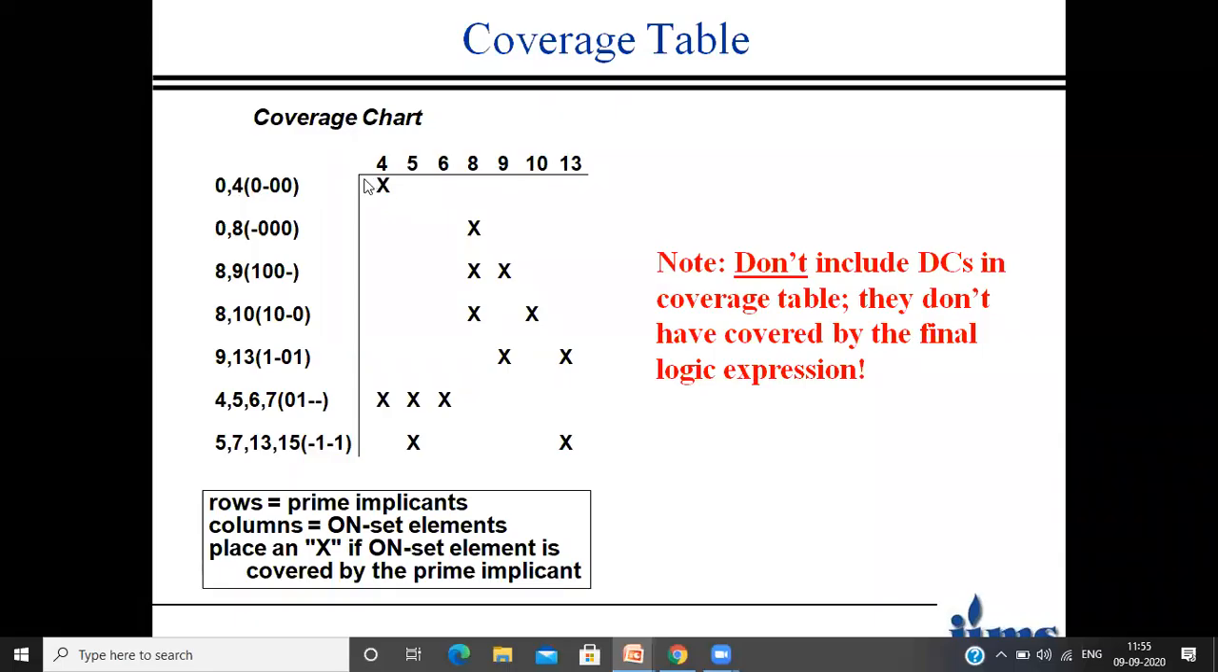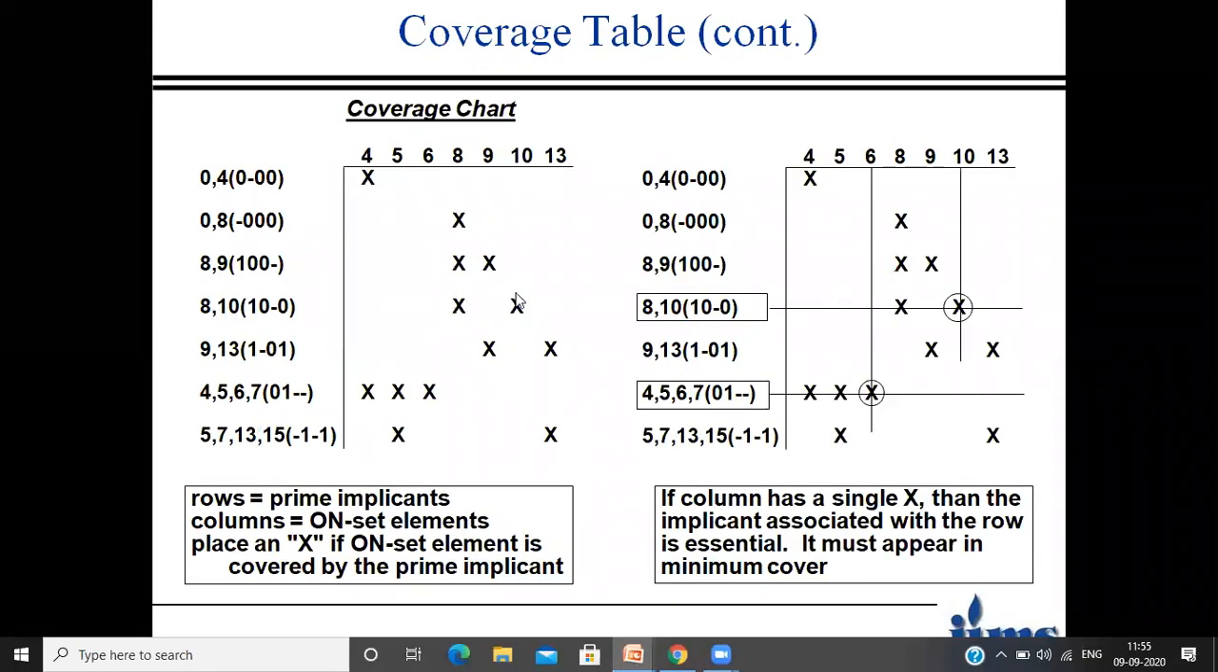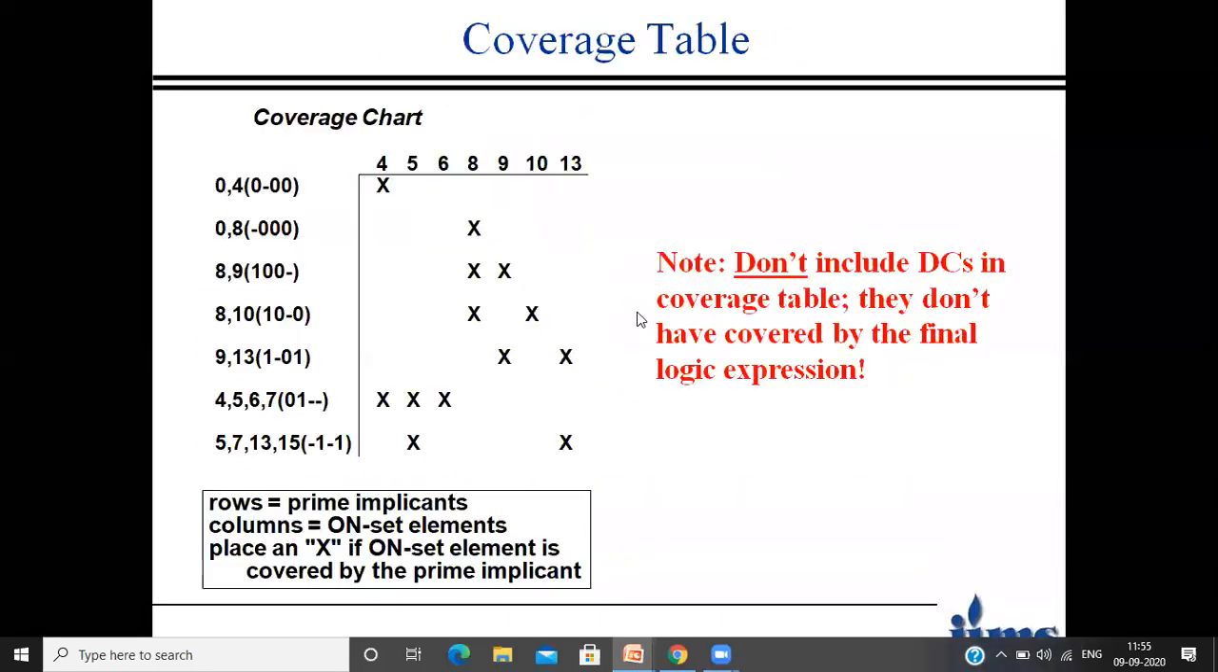And write a cross where there is a value, because 0 was the don't care, we don't care about this. For 4 we put a cross. In the next, 0 8, we put a cross between 8. Then 8 and 9, then 8 and 10, 9 and 13, 4 5 6 7, then the 4 5 6 7 is don't care, 5 7 13 15, 5 7 is don't care, 13 and 15 is don't care. So we have to put a cross underneath whatever term is not a don't care and hasn't been compared yet.